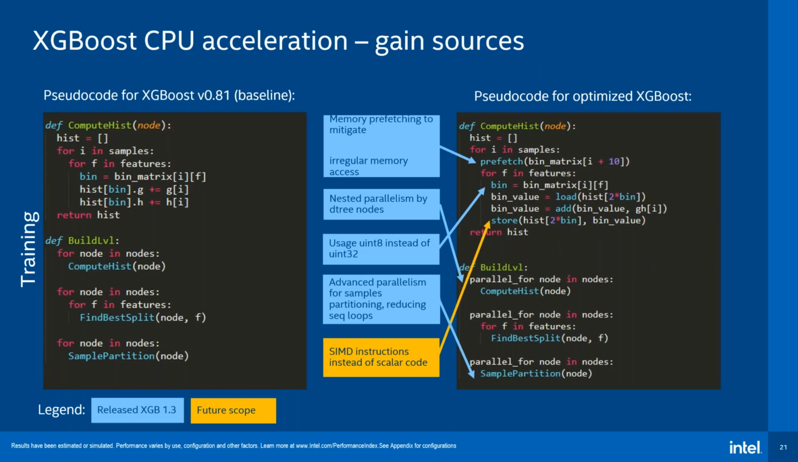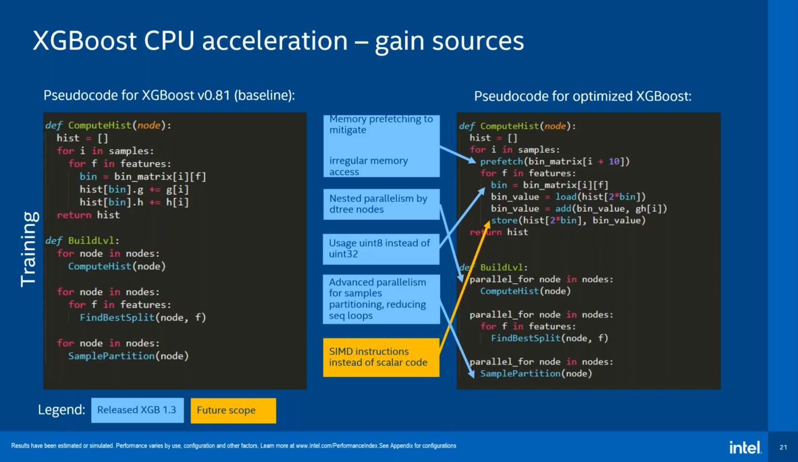I'll just give you some examples, like pseudocode on the left for version 0.81, and then for 1.3 on the right. Memory prefetching: these are decision trees being built with highly irregular memory access, so memory prefetchers were inserted to mitigate and reduce the latency to memory. Nested parallelism by the decision tree nodes: there's a parallel for, and then you're able to go at it across the different threads.